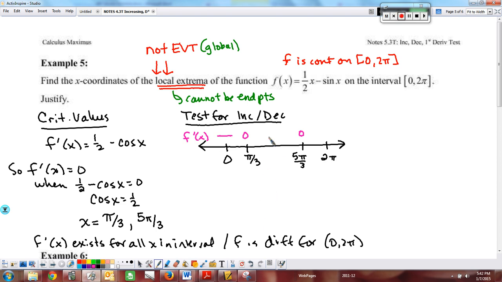The derivative is positive in here. Suppose let's pick as a test value pi. Okay? Because pi is in between and it's easy to calculate. Cosine of pi, negative 1. 1/2 minus negative 1 is positive.